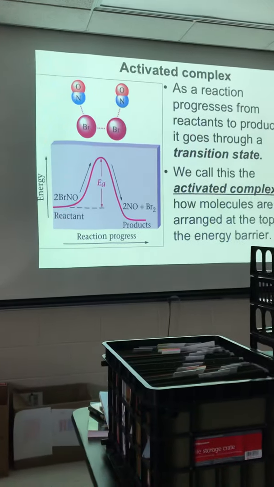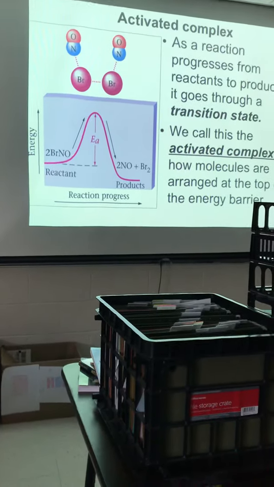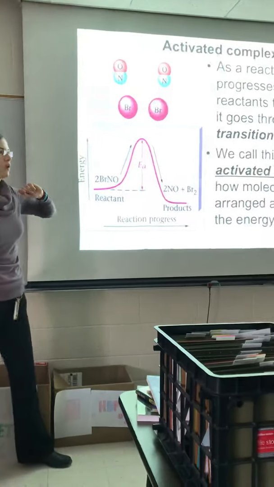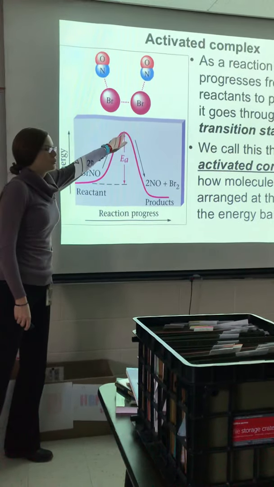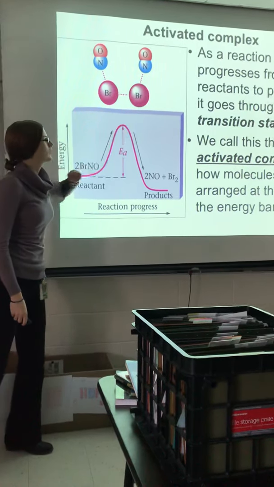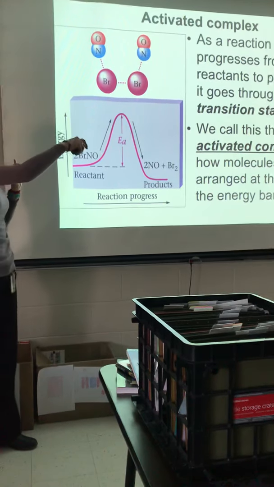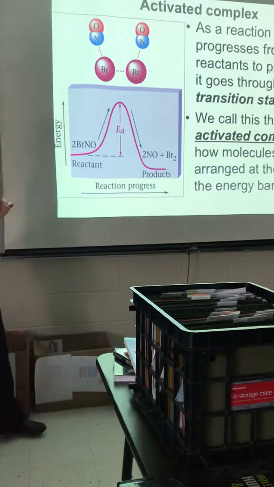So, as that reaction progresses from reactants to products, it goes through a transition state. And that's really what this is right here. And this is where you need to pick up on these notes. This is where we left off on Friday. So find this spot in your notes, please. So transition state is what's happening right here. The reactants are transitioning into products. That's where the bonds are breaking and the bonds are forming.